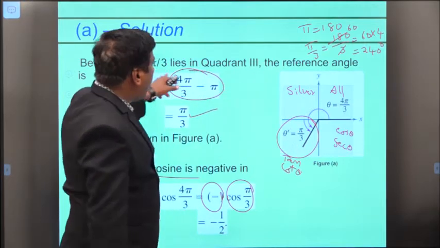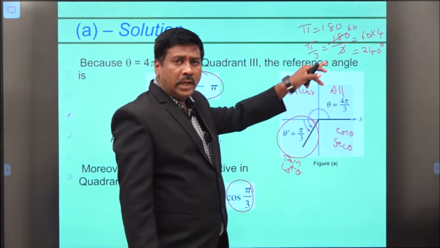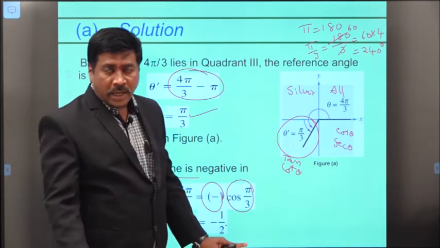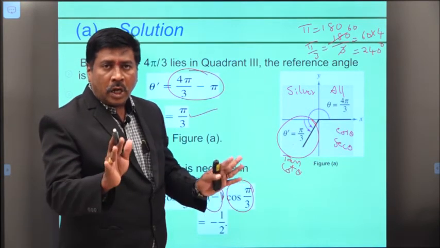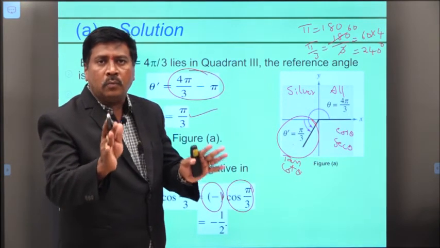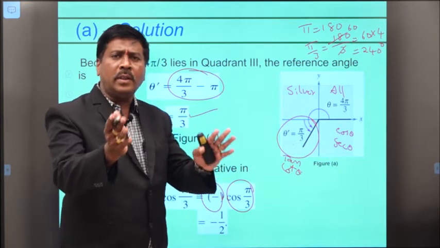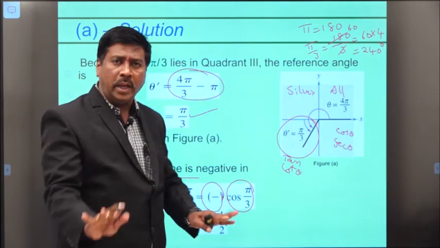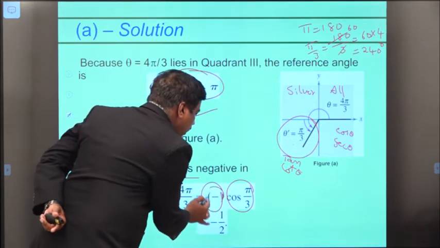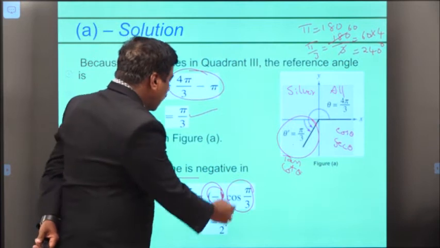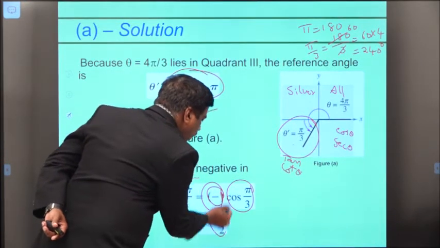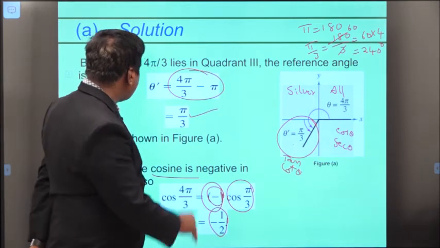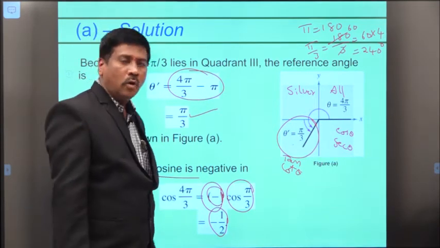4 pi by 3 is nothing but 240 degrees. The 240 degrees lies in the third quadrant of the coordinate plane. That is why in that quadrant only tan and cot ratios are positive. Whatever other trigonometric ratios are present, we have to consider those as negative. That is why I have to take this value as negative. Now, cos 60 degrees is equal to 1 by 2, which we already know. So that is equal to minus 1 by 2. By using this, I can easily find the value of cos 4 pi by 3.